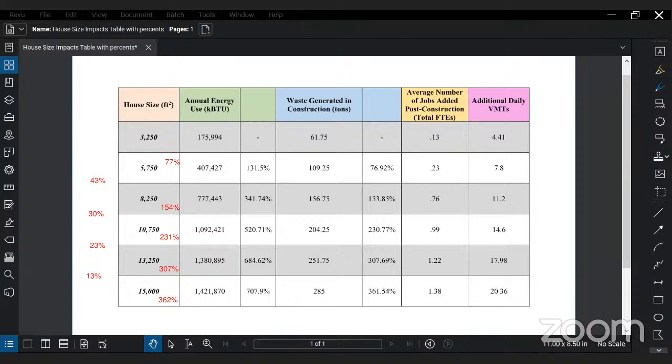So there are ways that we can say you can build a 15,000 square foot house, but it can't have these energy efficiency numbers. That's my first point. Second point is that I think it's important for me to say with Starwood, we have built out Starwood. So the growth potential for Starwood is rather small.